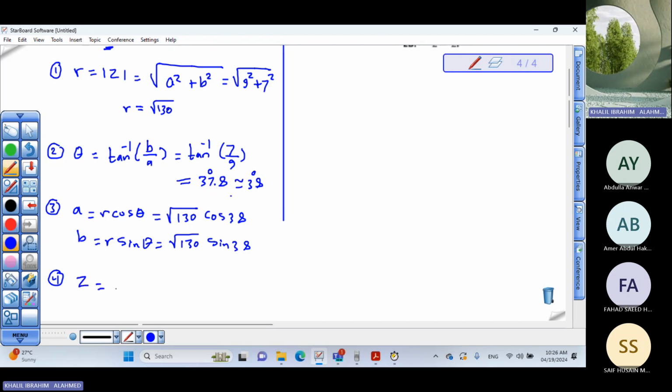Step 4: we can write the complex number in polar form or trigonometric form, the same. Z equals A plus Bi. We have radical 130 in both, so we can take radical 130 as a common factor. We write cosine 38 plus i sine 38. That's it. It's easy. Did you understand this step?